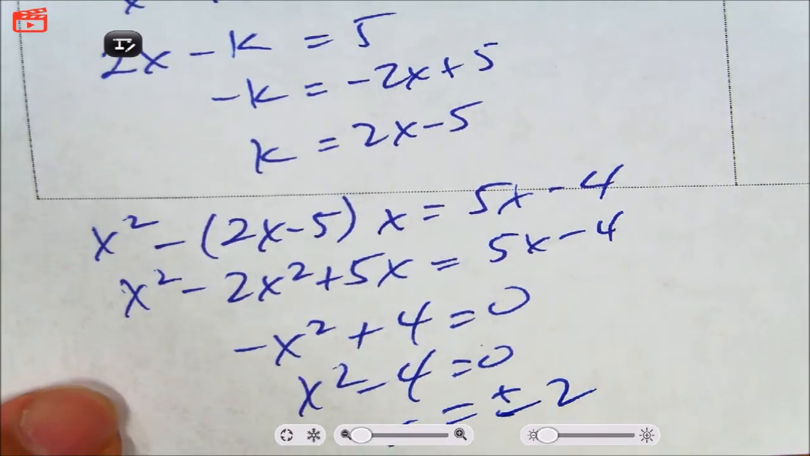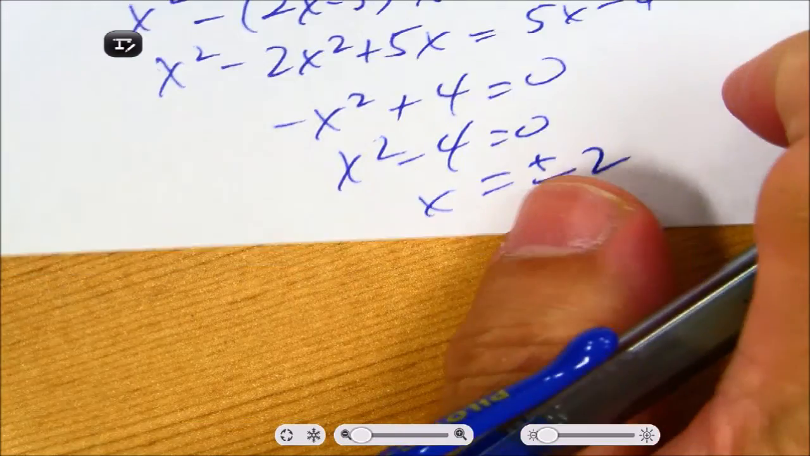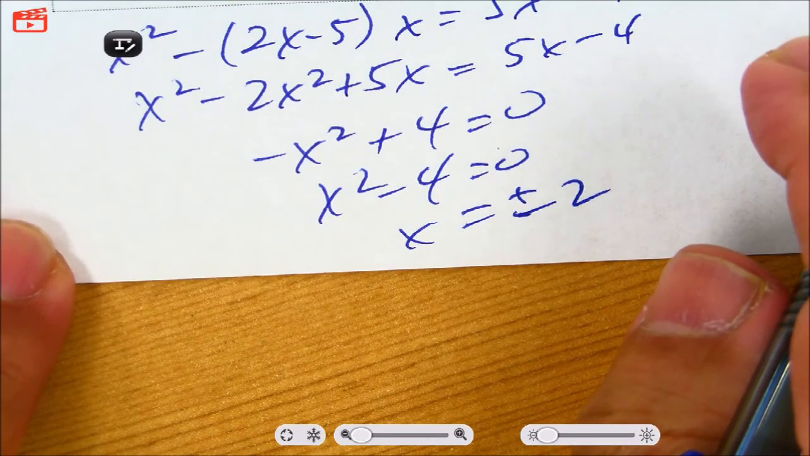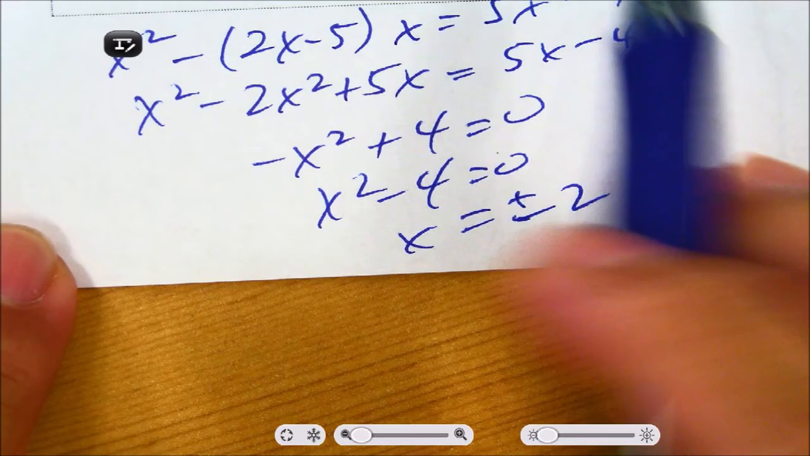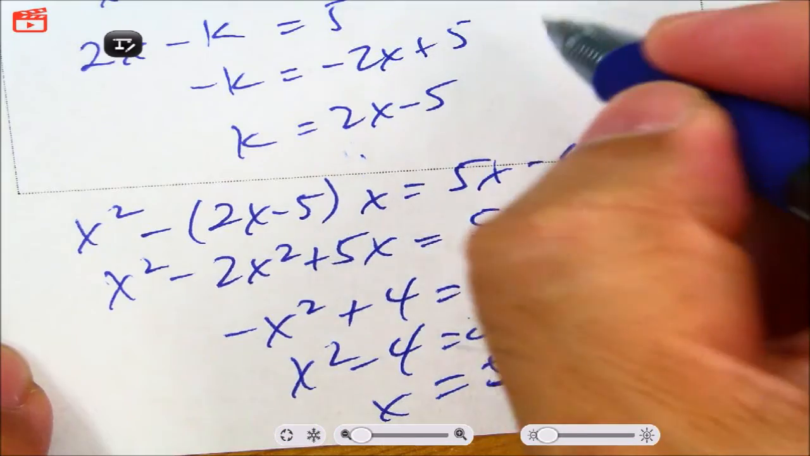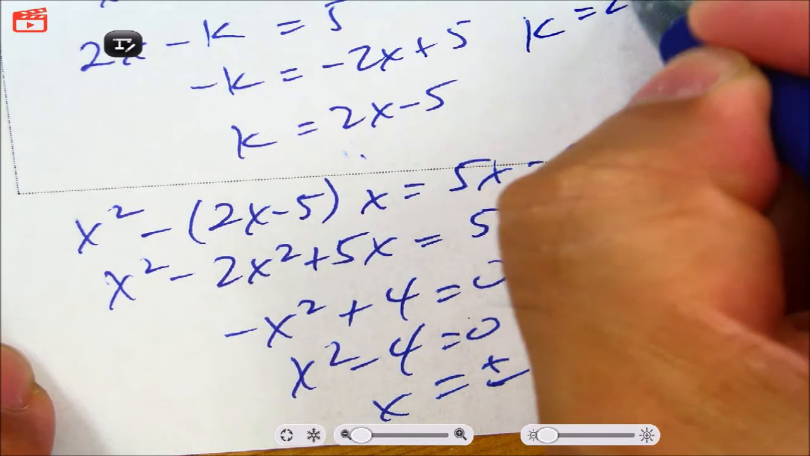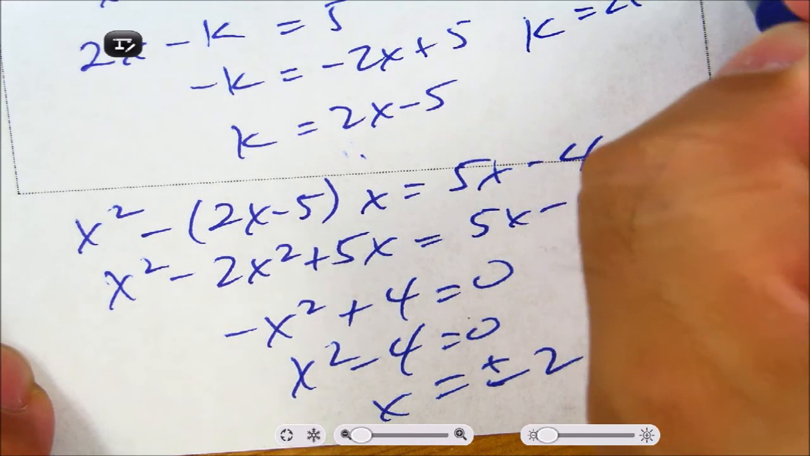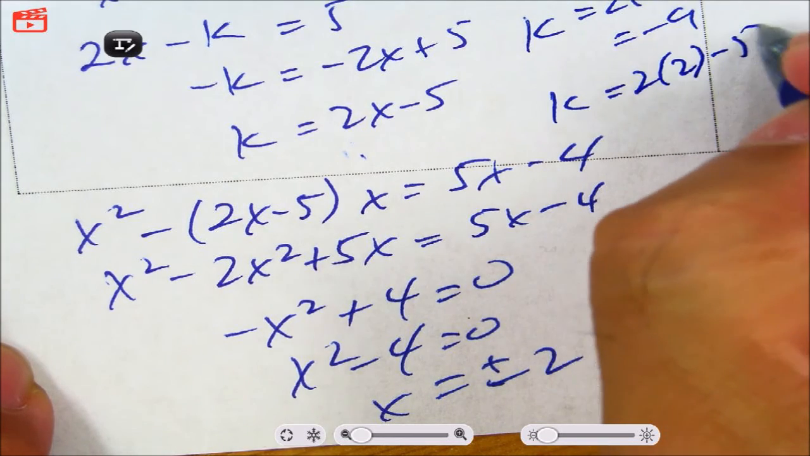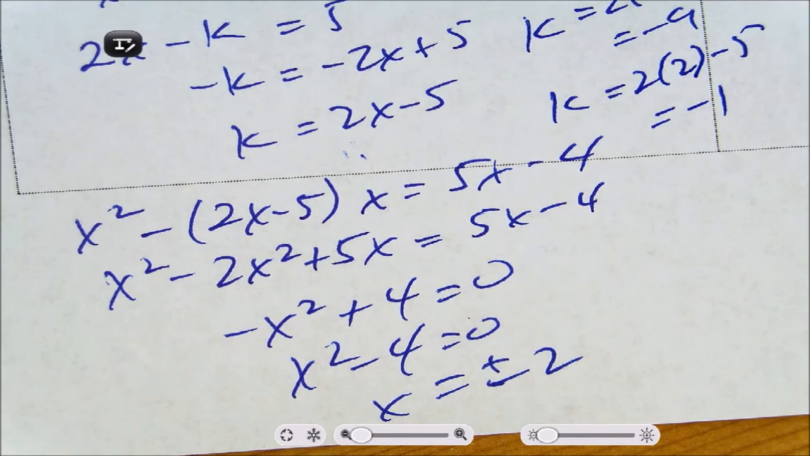That suggests that there may be two values of k that work. So we plug in positive 2 and negative 2. k could be 2 times negative 2 minus 5, which is negative 9, or k equals 2 times positive 2 minus 5, which is negative 1. So k has two solutions: k equals negative 9, k equals negative 1.